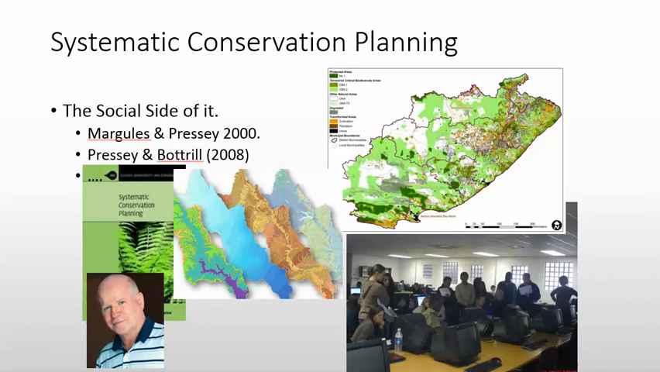Okay, so this is a spatial planning tool, sort of a where to do conservation, and this is a picture of Bob Pressey, who's at James Cook University in Townsville, Australia, and in 2000, Margules and Pressey wrote a paper on systematic conservation planning. There's been a lot of literature on systematic conservation planning, and there's a little bit of, I guess, flux in what people think of as systematic conservation planning. So you'll see a lot of systematic conservation planning that simply entails running a MARXAN solution for a problem.